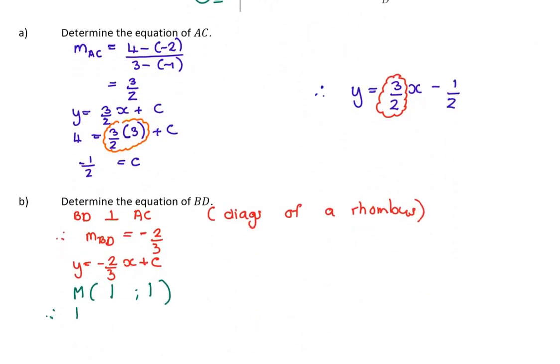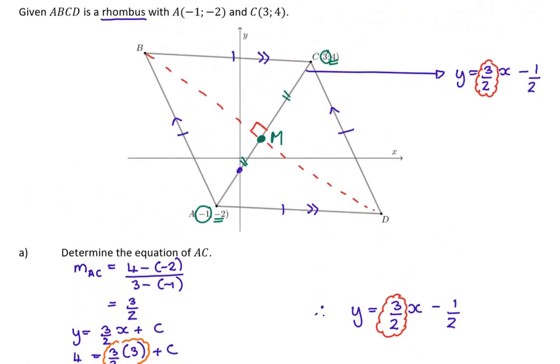So therefore, when y is 1, x is 1, I'm going to add 2/3 on both sides, and I get 5 over 3 is equal to c. So therefore, my equation of BD is y equals negative 2/3 x, which makes sense because the graph is slanting downwards, plus 5 over 3. Now, does that y-intercept make sense? Yeah, that should be a positive value. So that does make sense.